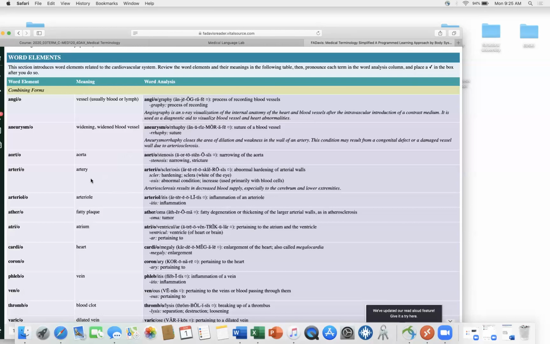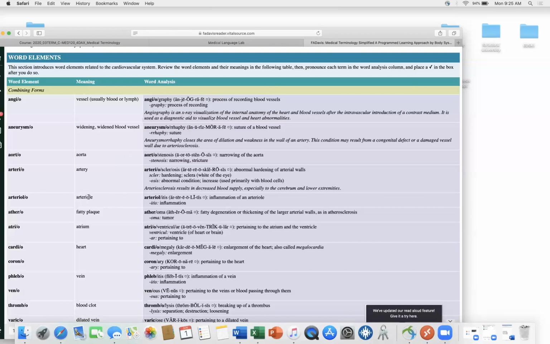Artery, of course, arteriole, arteriosclerosis. Now, sclerosis means hardening. Osis means abnormal condition. So it's an abnormal condition of hardening. And it's very easy to do that. Just drink a lot of alcohol, just eat a lot of really fatty foods and not take care of yourself. It's easy to get arteriosclerosis.